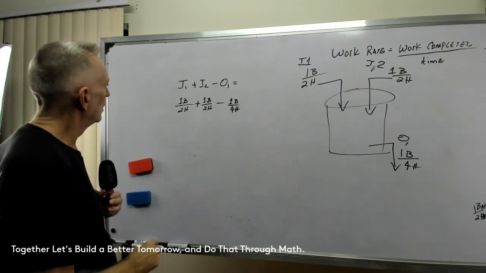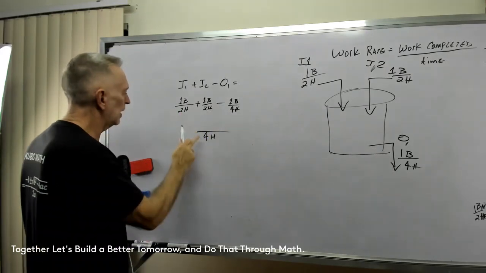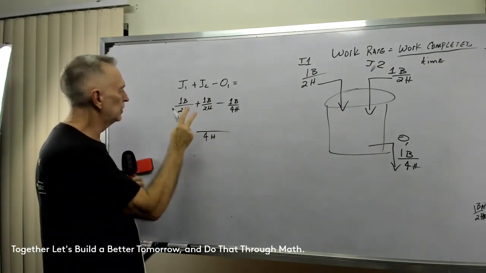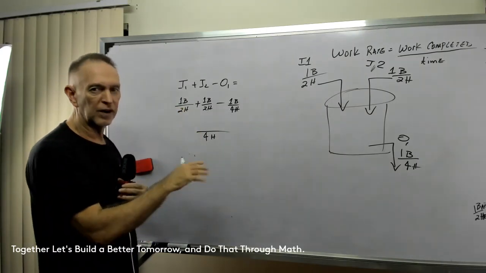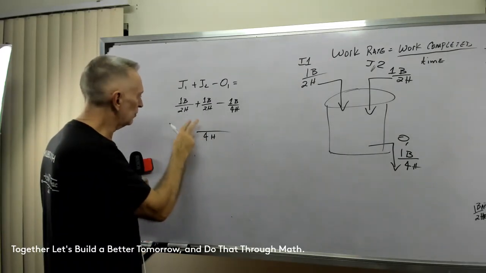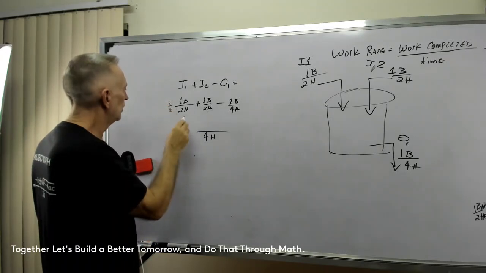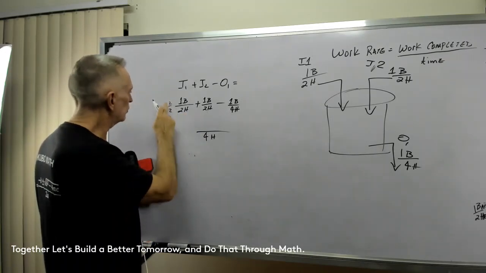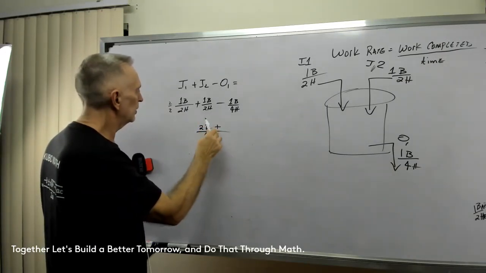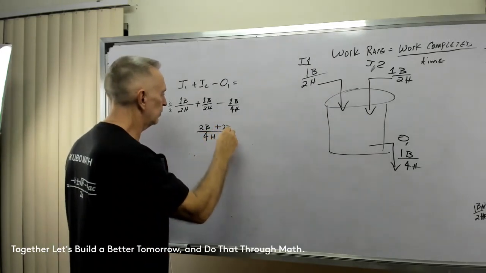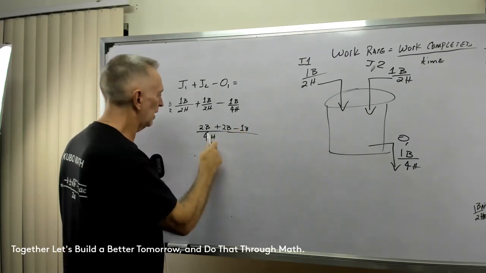Well, let's just get a common denominator here of 4 hours. So 2 hours goes into 4 hours 2 times. If you said 2 hours times 2 hours, that's 4 hours squared. That's wrong, okay? 2 hours goes into 4 hours 2 times. So 2 times 2 hours is 4 hours. 2 times 1 barrel is 2 barrels. Plus 2 hours, same scenario here, another 2 barrels. Minus 1 barrel in 4 hours.